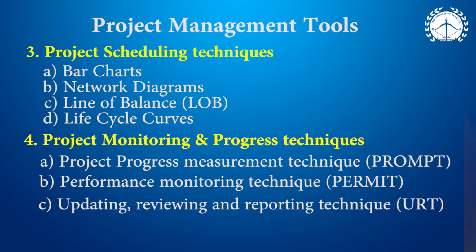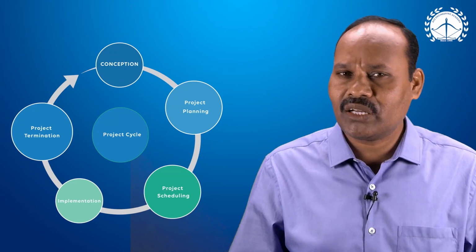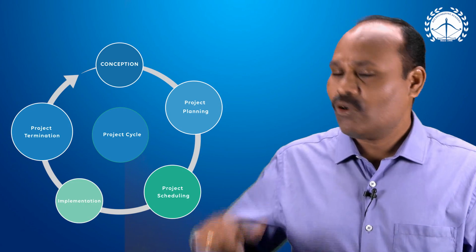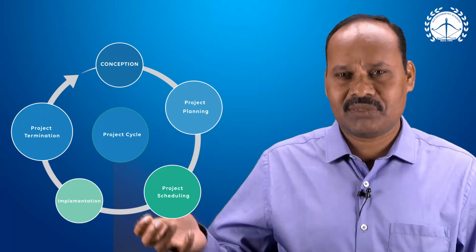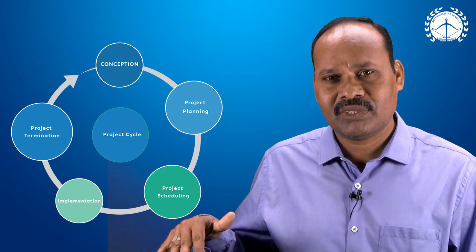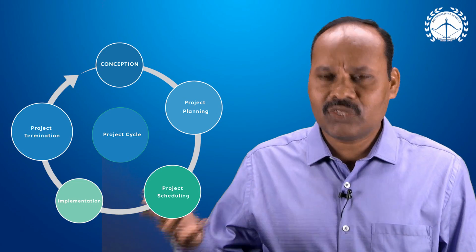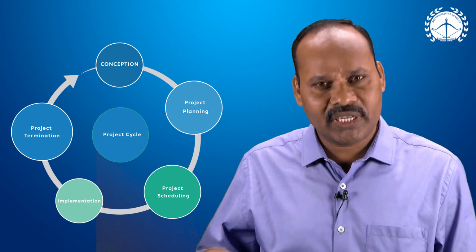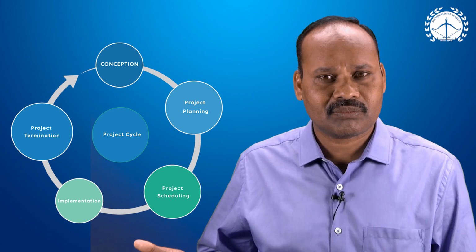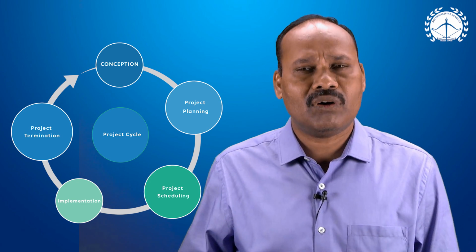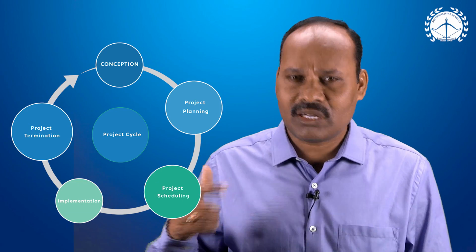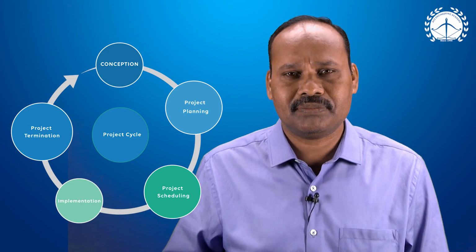And what is the life cycle of a project? The project will start with an idea, which we can call conception. When the conception is over, that means when the idea is materialized, then we can go for planning. After planning, the next phase is scheduling, then implementation and project termination. This is the end of the project. That means the project will have 5 stages. Start with conception and end with termination.